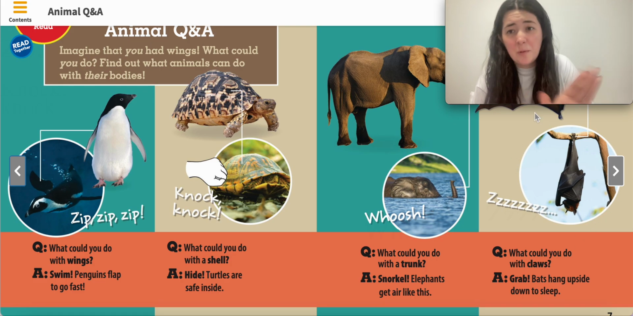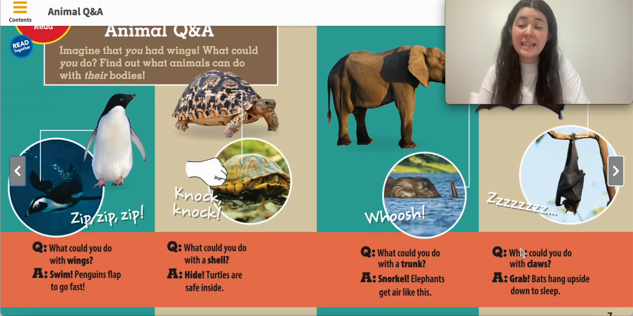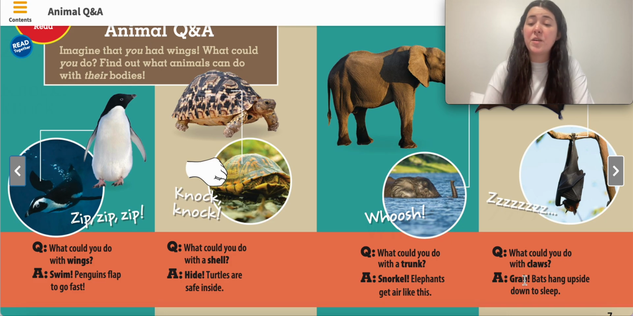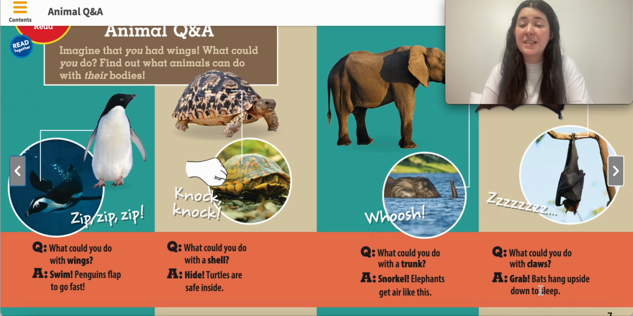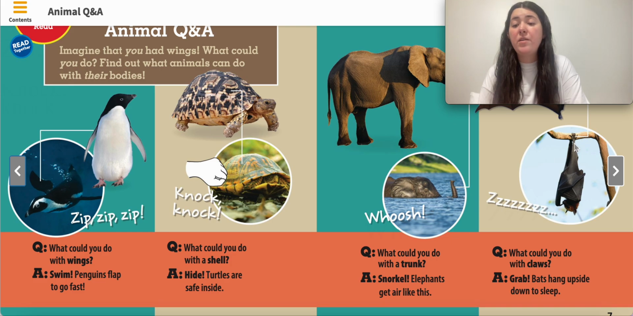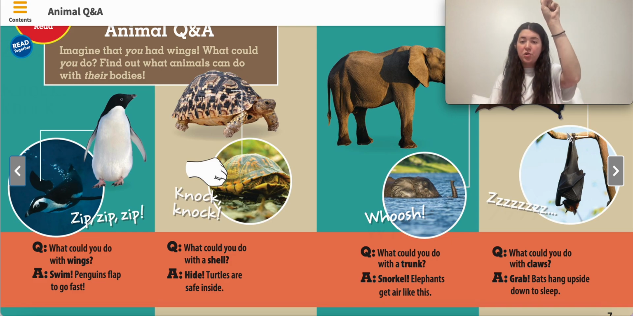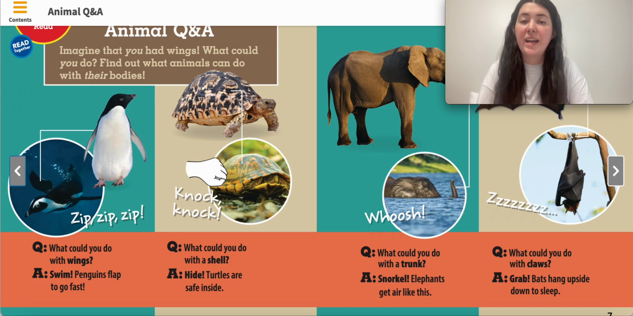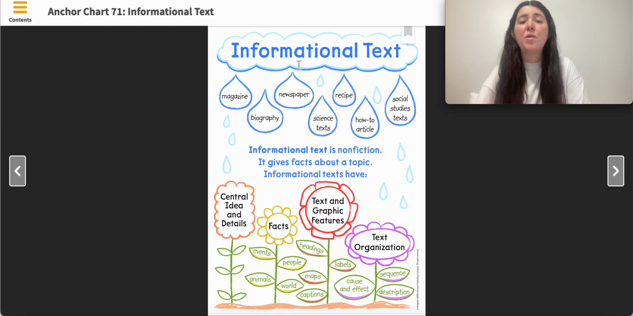And here we've got an animal Miss Meadows doesn't really like. This is a bat. The question says, what could you do with claws? And the answer is grab. Bats hang upside down to sleep. So it uses its claws to grab onto a tree branch and hold on so that it can sleep hanging upside down. So jumping back to our informational text chart, our anchor chart.